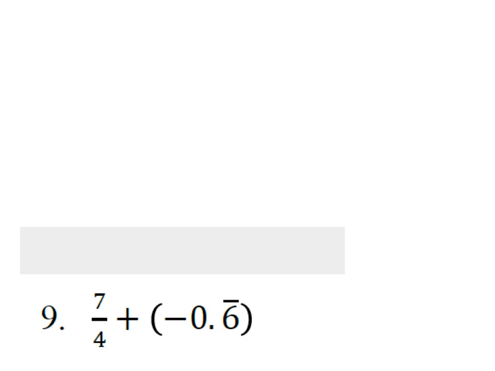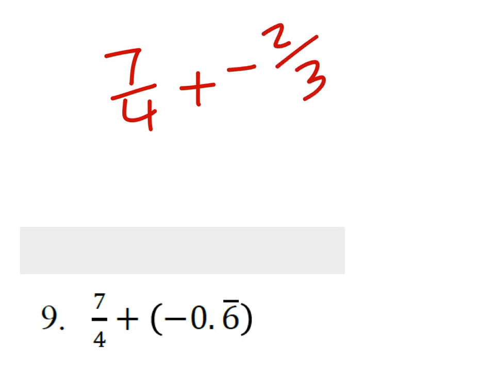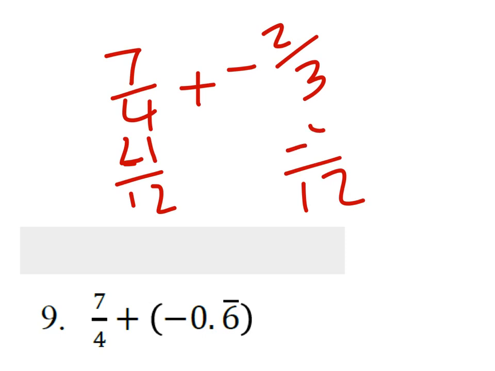So it's 7/4 plus negative 0.6 repeating, but that's equal to negative 2/3, and then 12 is the closest common denominator, so it'd be 7 times 3, which is 21, and negative 2 times 4, which is negative 8, and then you add those, and 21 plus negative 8 is positive 13 over 12. Bam.